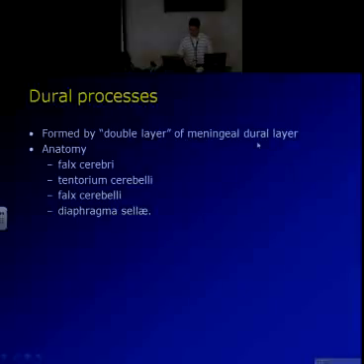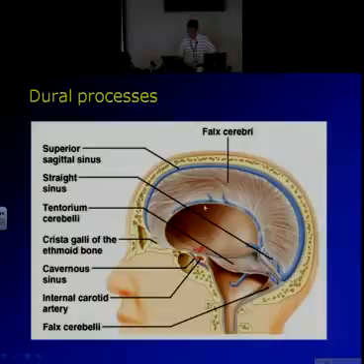So as I said earlier, that inner layer, the meningeal layer, just kind of doubles up on itself to create the room dividers. So the falx cerebri and cerebelli and tentorium are your big classics. This guy here is a little bit more located near the pituitary. I'll pass on that. The only thing you really ought to take home from the outline is simply the falx cerebri is the big one that's separating the right and left hemispheres.